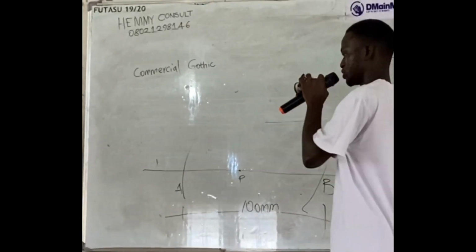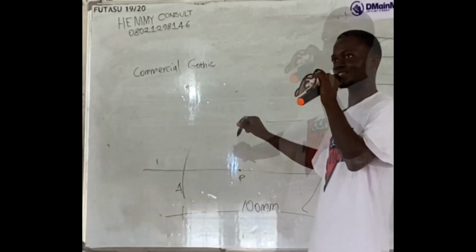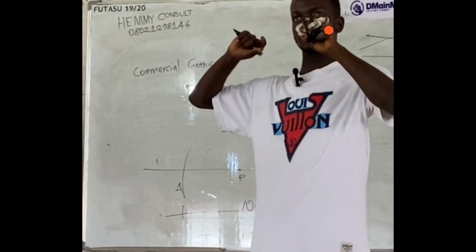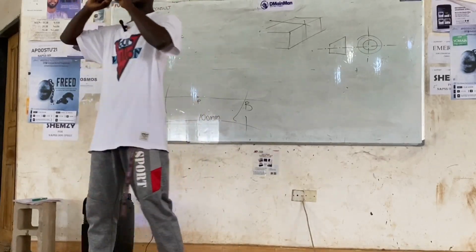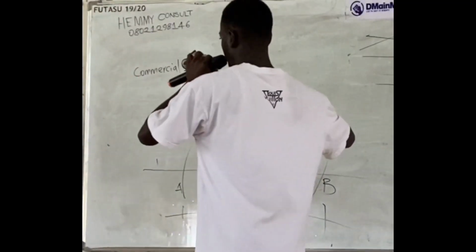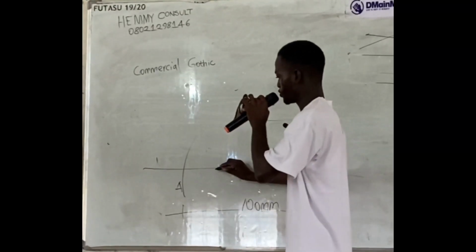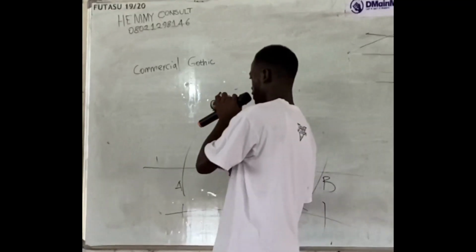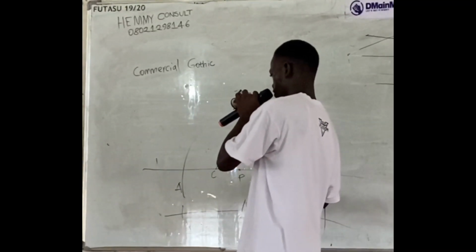For you to draw a perpendicular to this line at that point P, all you are going to do is pick your compass, making your P the center point. You extend your compass to an arbitrary radius, which means any radius of your choice. Then from point P, you draw a semicircle. You name this point C and this other point D.